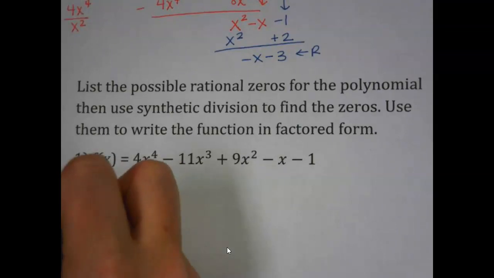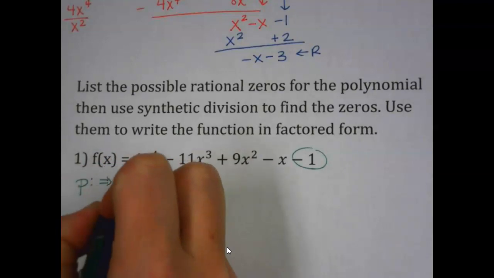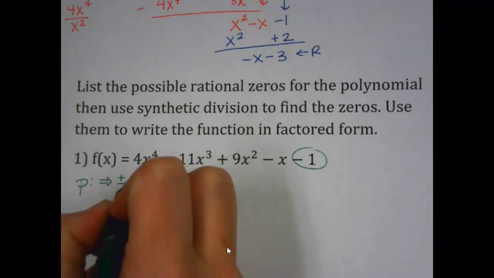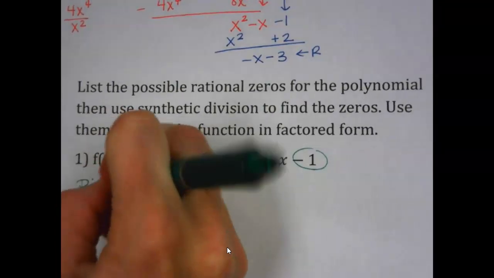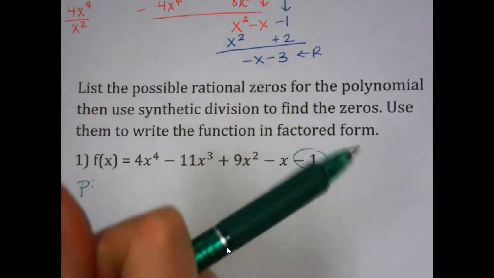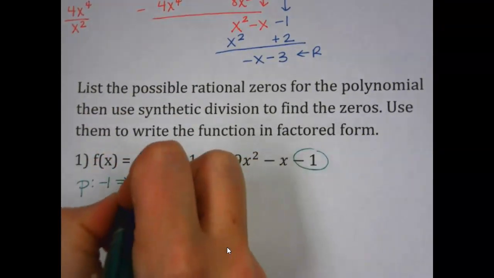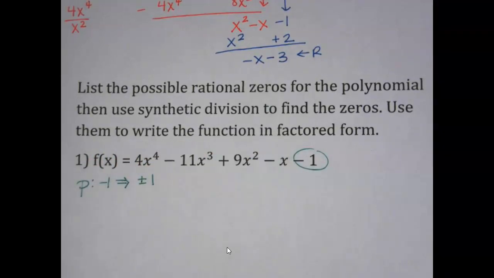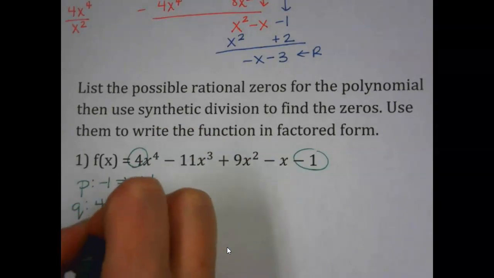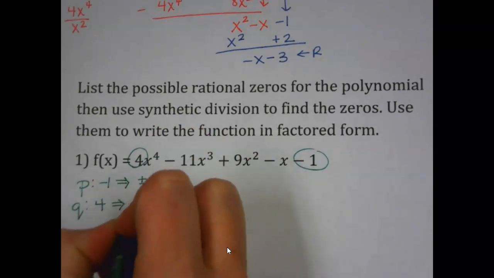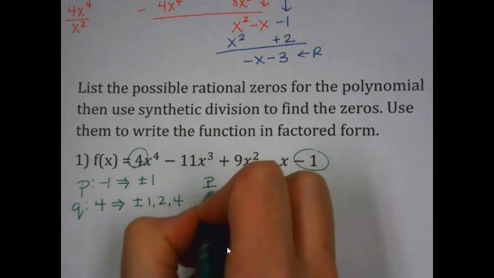So we're going to start by finding our p's and q's. P this time is -1. So we have plus or minus. Oh, I probably should have written down the -1 first, so we know what we're finding factors of, even though there's not a lot of factors of -1. There we go. Plus or minus 1. Okay, and then we need our leading coefficient. That's our q value. So we need factors of 4. 1, 2, 4.